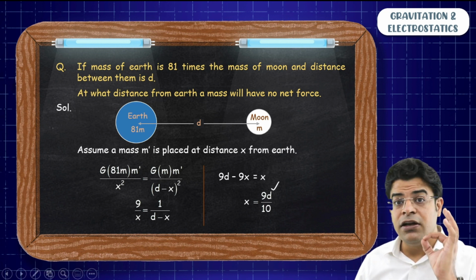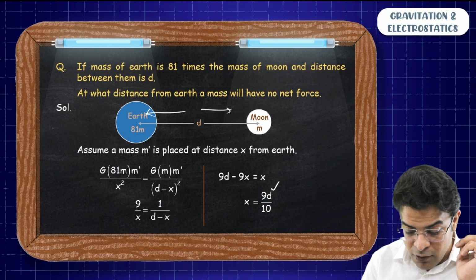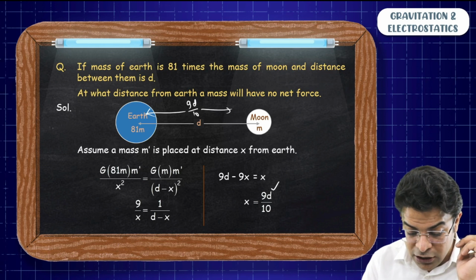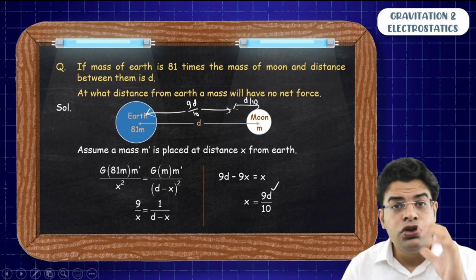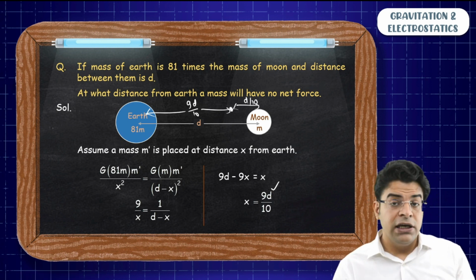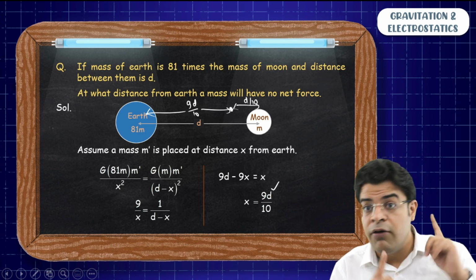It means that the null point is at a distance 9d by 10 from the earth, and at a distance d by 10 from the moon. So notice that the null point is closer to the smaller mass. It is closer to the moon, away from the earth.